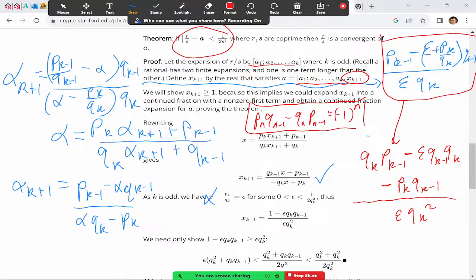Oh no, because we let alpha k plus 1 be anything. As long as you're allowed to let it be anything, you can let all the first few be the same, as long as a isn't equal to any of those quotients. Wait, I thought we went over this.